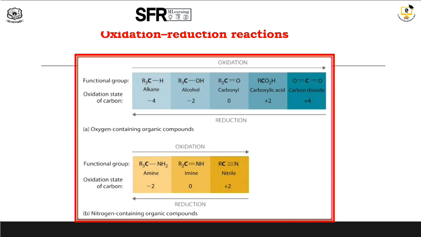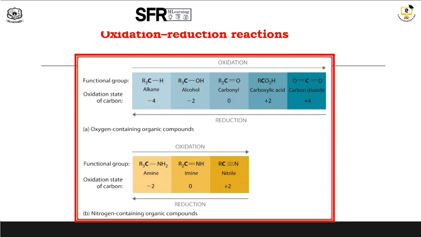And if it is an imine, imine means R2C double bond NH, okay, with a carbon-nitrogen double bond. So it's an imine in which the carbon has the oxidation state of 0. And when you come to nitrile, you can call them cyanides, RC triple bond N. So the oxidation state of carbon is +2. Here also from amine to imine to nitrile, the oxidation state of carbon keeps increasing, so it's an oxidation reaction. Reduction is the reverse, in which the oxidation number decreases.